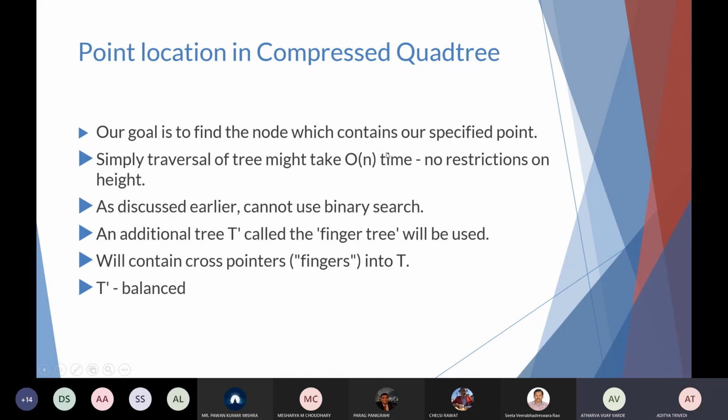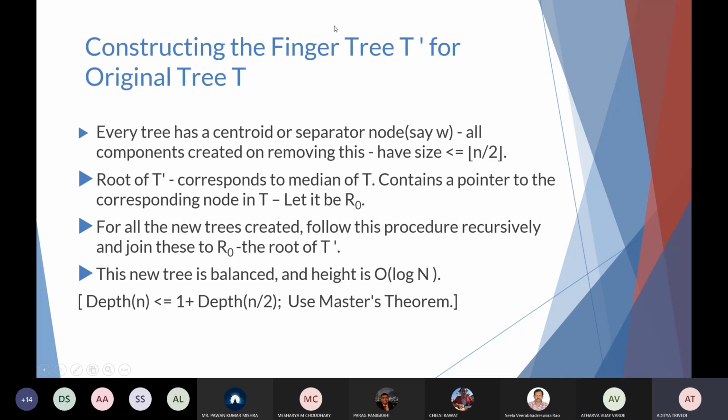Now, point location in a compressed quadtree. To find the point, we can simply traverse the tree, but this might take O(n) time, since our algorithm of traversal is based on the height of the tree. And as discussed earlier, there is no restriction on height. Similarly, we cannot use binary search, as we said earlier. So we need one more additional tree called T dash, which is called the finger tree. Why is it called a finger tree? Because it has fingers, which are cross pointers into T. And while constructing T dash, we will show that it is balanced. So how do we construct T dash? Each tree has a centroid.